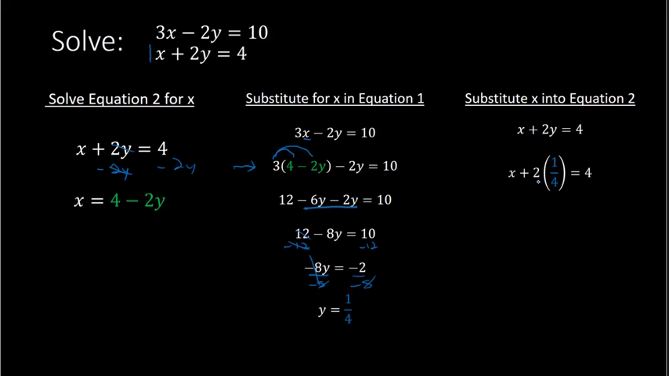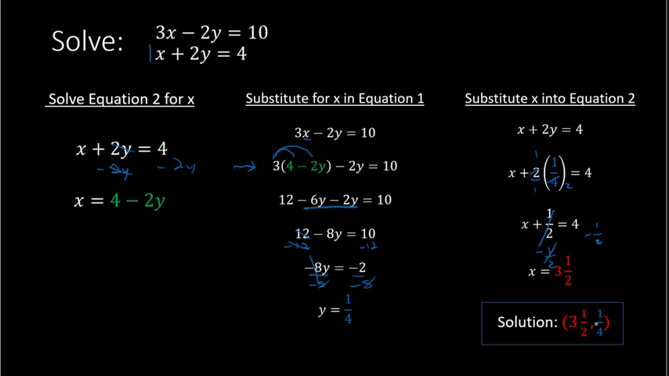So then 2 times 1/4, that is the same thing as 2 over 1 times 1 over 4. 2 and 4 we can divide, we get 1 over 2. So 1 times 1 over 1 times 2 is 1 over 2. So I have x plus 1/2 equals 4. To solve for x, I can just subtract 1/2 over. So the 1/2s will cancel out. And I have 4 minus 1/2, which would be 3.5. So my solution is x is 3.5, y is 1/4.